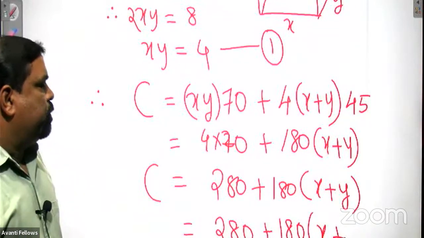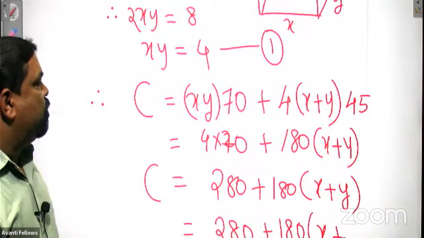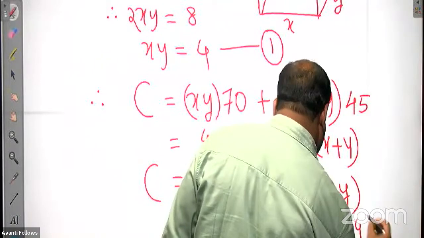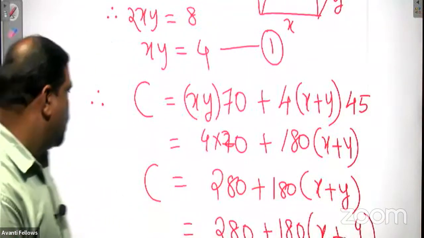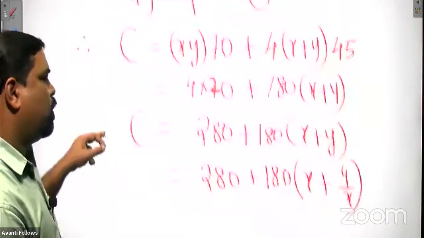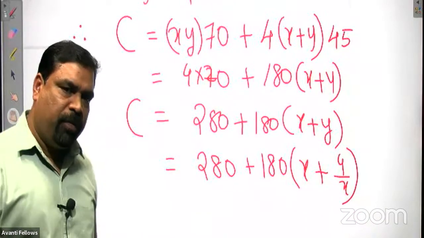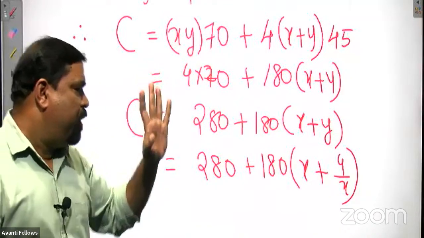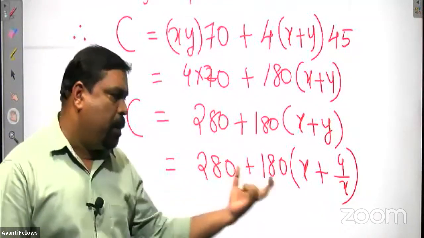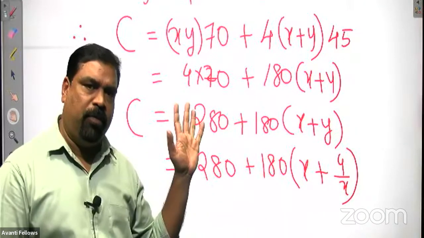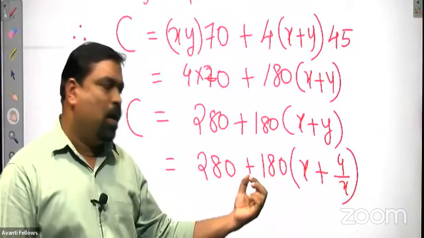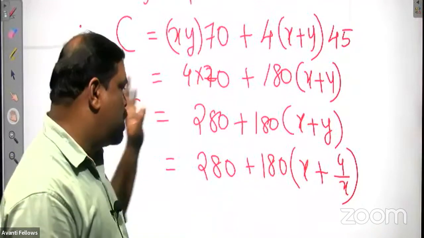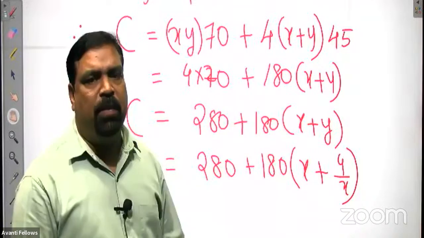So 180 into x plus y. What is y? 4 by x. Now this is a function totally in x. Clear? This is a function in x actually. So we have to find the minimum value of this function. What is the value of x for which this function attains its minimum value?